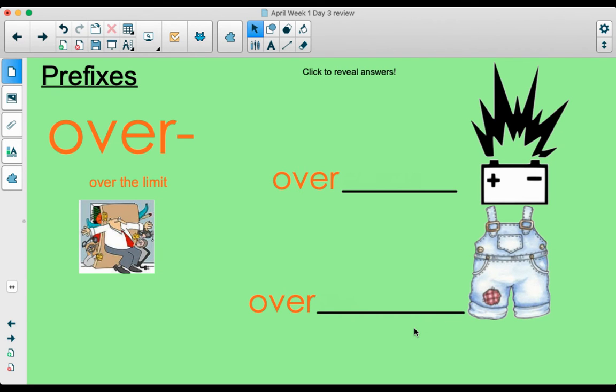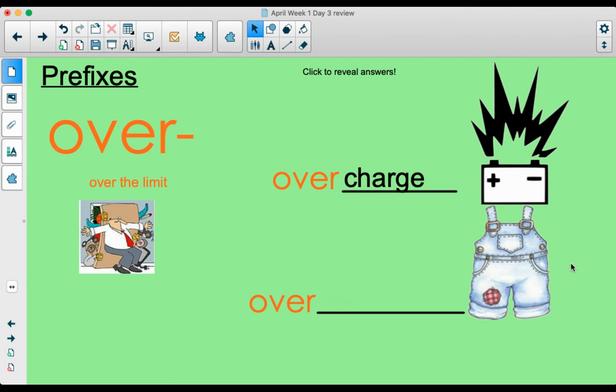Now let's review our prefix over. The prefix over means over the limit. Let's look at this first picture. There's a battery with squiggly lines above it. What word with the prefix over can we fit in here? If you think overcharged, you are correct.